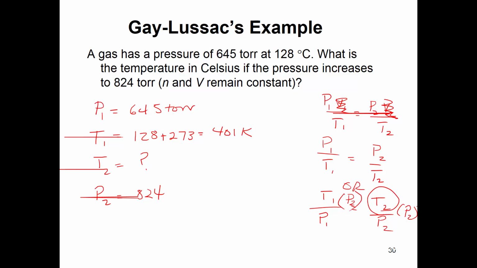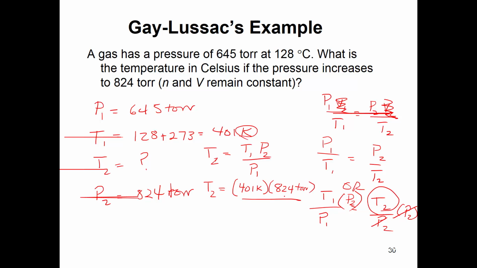All right, and so those will cancel, and so that will give me T2 equals T1 P2 over P1. And then I can plug and play because I've got Kelvin temperature and I've got torr and torr. Okay, so T2 equals T1, which is 401 K, times P2, 824 torr, divided by P1, which is 645 torr.